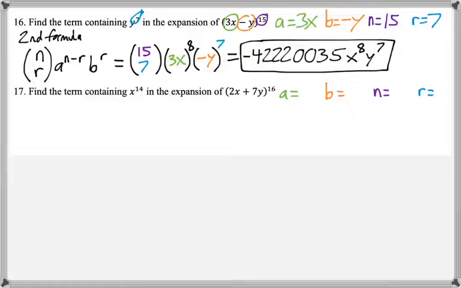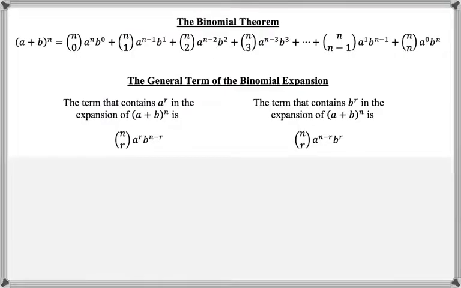Find the term containing x to the 14th in the expansion of 2x plus 7y raised to the 16th. Because they are asking us to find the term containing x to the 14th, and x is our first value, that means that we want to use the first formula.